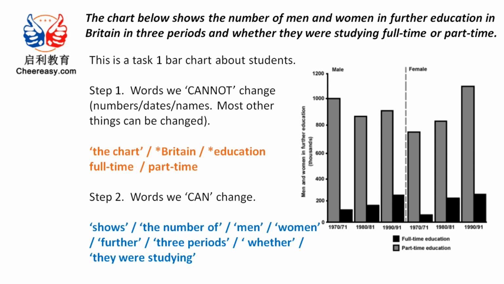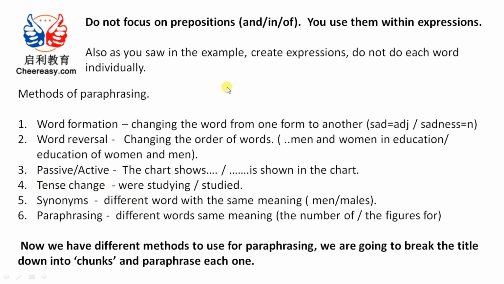So we look at the words that we can change. In blue, shows. You should always change the first verb. This is the first verb after the chart or table or whatever. Always change this. The number of men, women, further, 3 periods, whether they were studying. So what we've done is we've broken it down into sections, which I'll talk about in a minute.